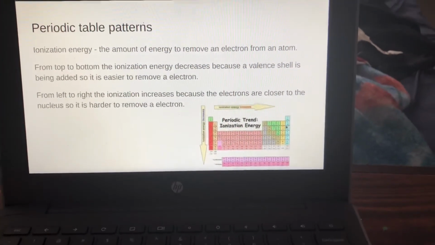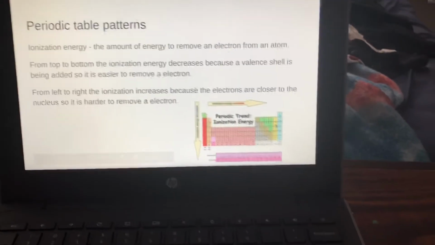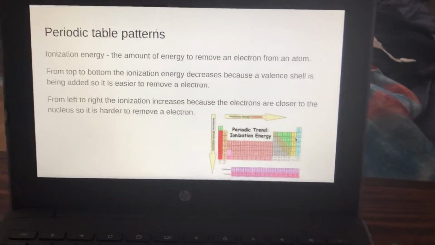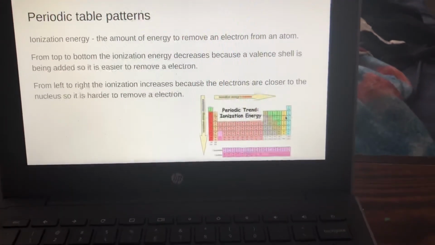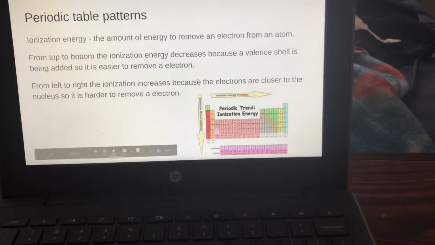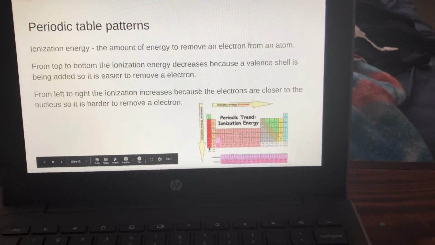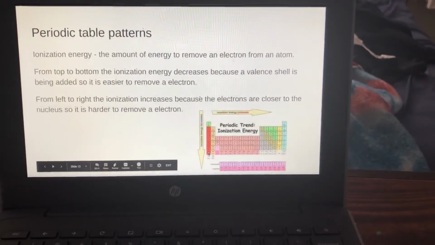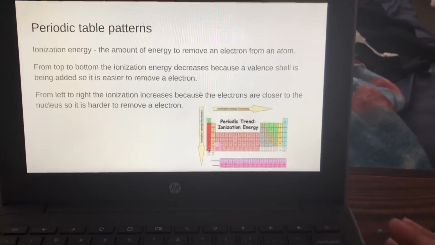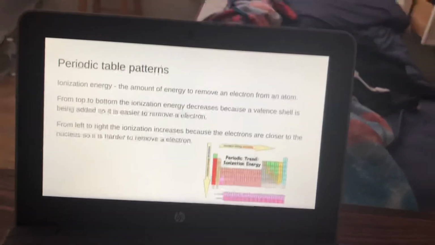So the electrons in this part of the periodic table are harder to remove because they're closer together, even though they might be smaller. And here, this is the biggest one, and it is easier because the shells are more separate from the nucleus, so it's easier for them to get removed.